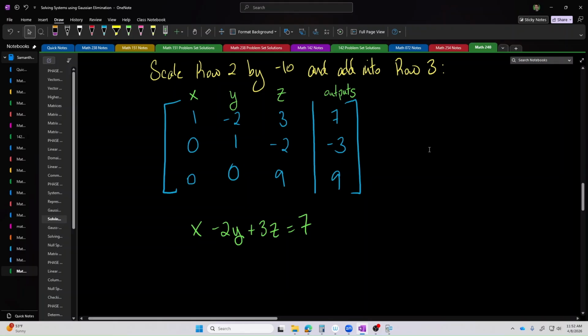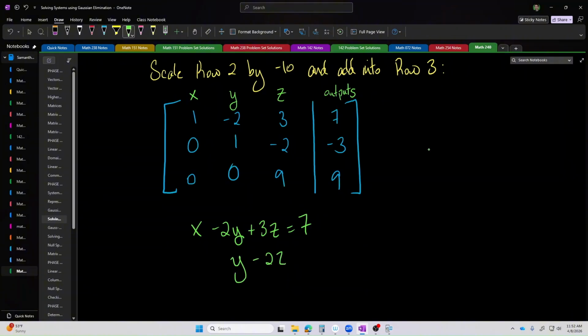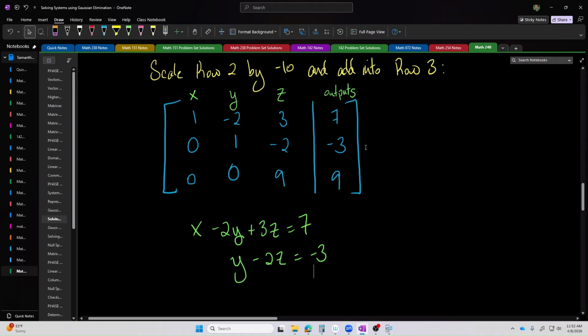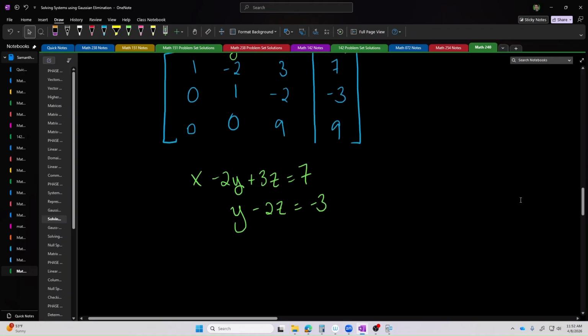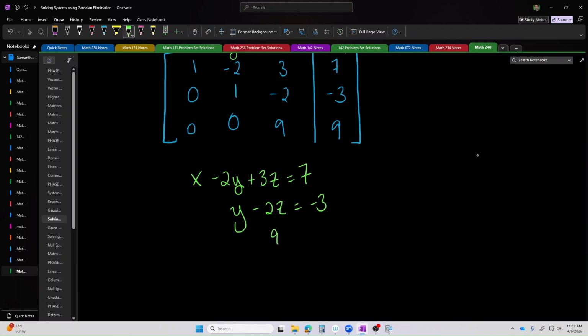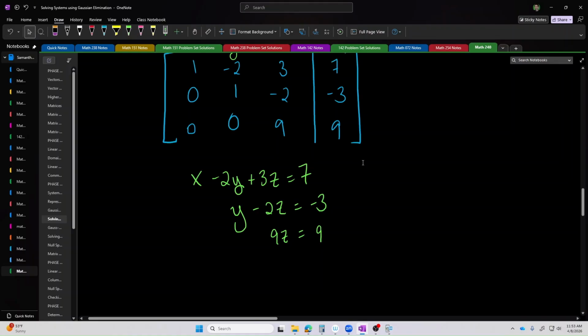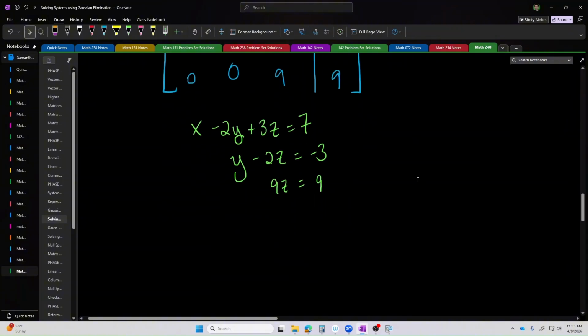Then doing the same action on the second row, we have y, we have negative 2z, and we have equals minus 3 on the right, coming from the second row, turning it back into an equation. And finally, this third row would be 9 times z, and then equals 9 on the right side. So notice that the equation coming out of the bottom of this matrix has every variable eliminated from it except for the final variable z.